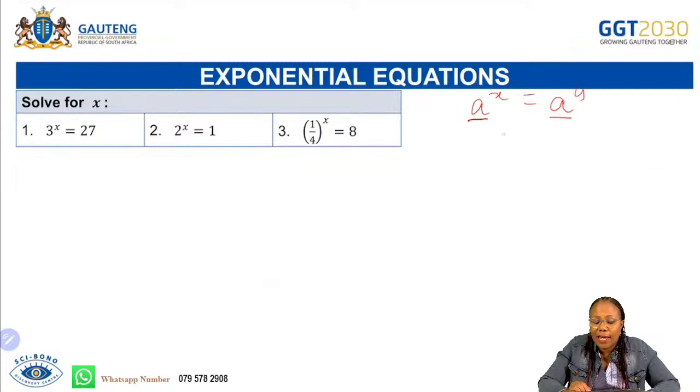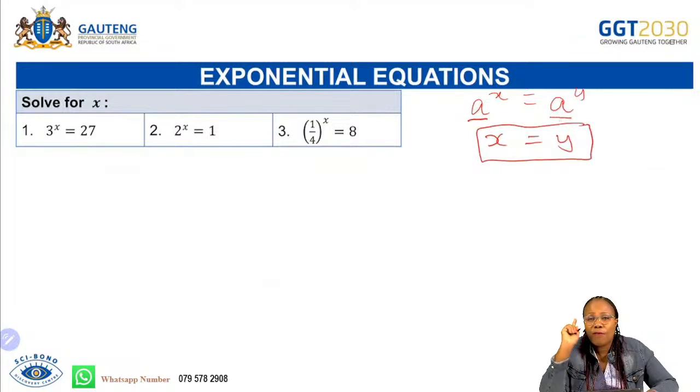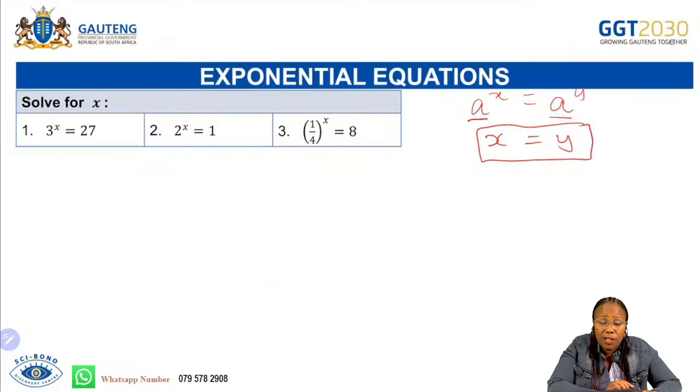If that is the case, you can equalize your exponents. Therefore, x can be equal to y, only if you have one base and then they are the same. Okay, that is the application here.